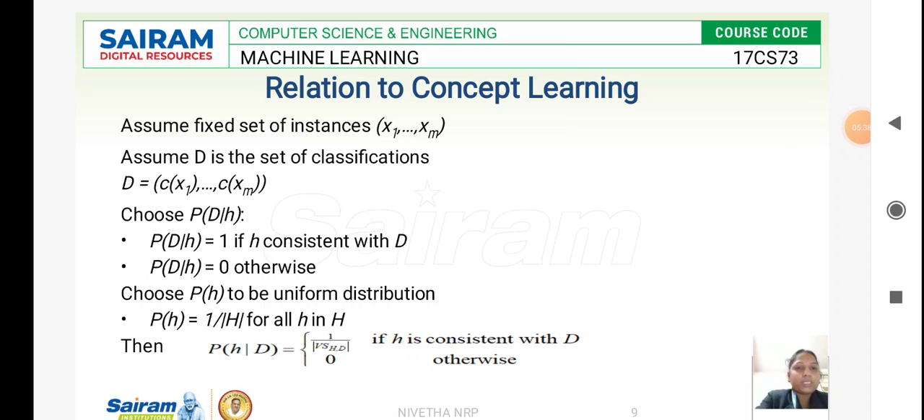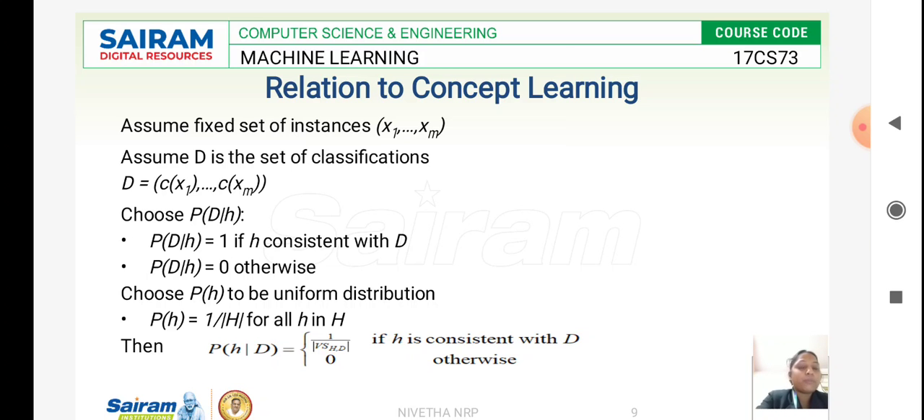We'll see what relation we have between probability and concept learning. For a given set of instances, say x1 to xm, in that set of data we are going to apply a classification, D. Assume D is a set of classifications. We are going to classify the given instances x1 to xm in the data set D. Now we are going to calculate the probability of D given H.